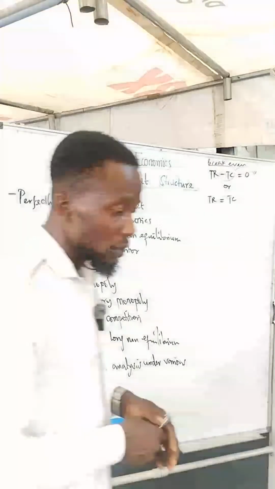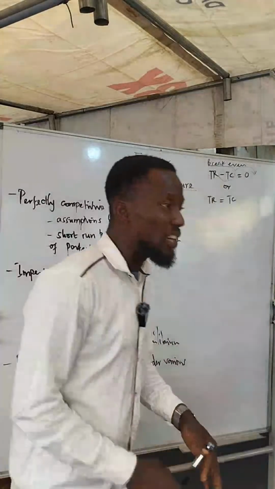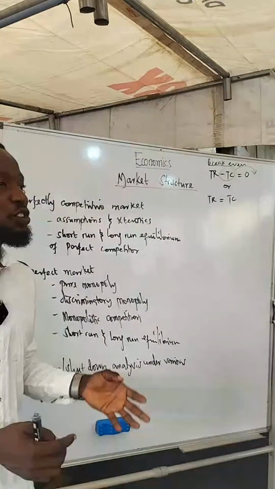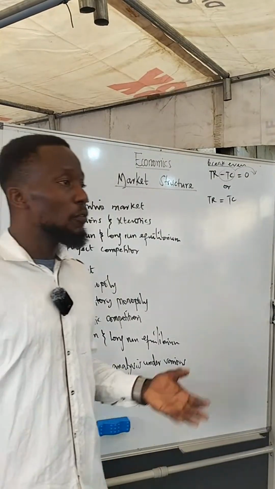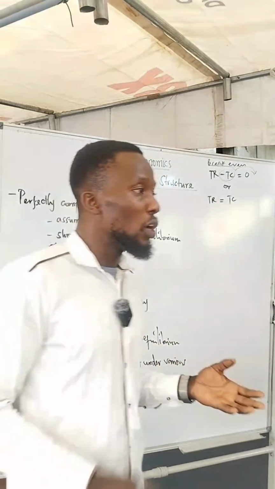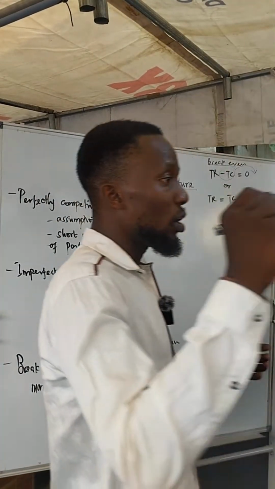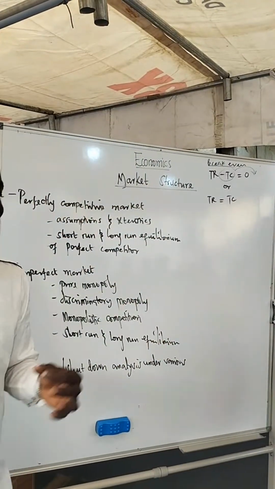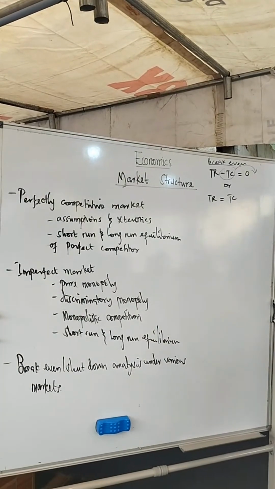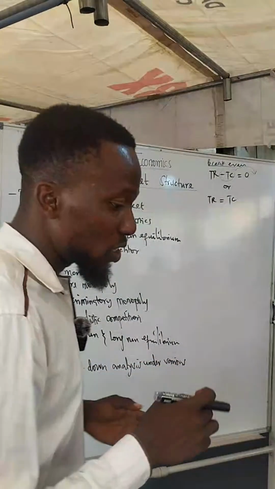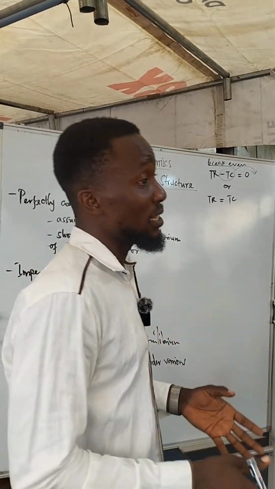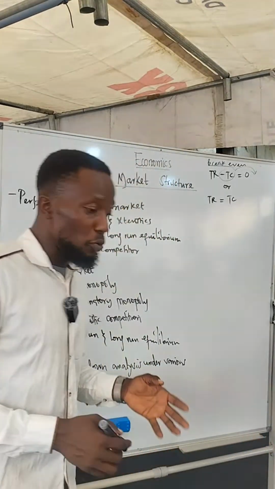Another characteristic of the type of market is freedom of entry and exit. The next one is the degree of price control. Finally, we have access to information. So these are the key features that determine the type of market that we find ourselves in. Are you with me?